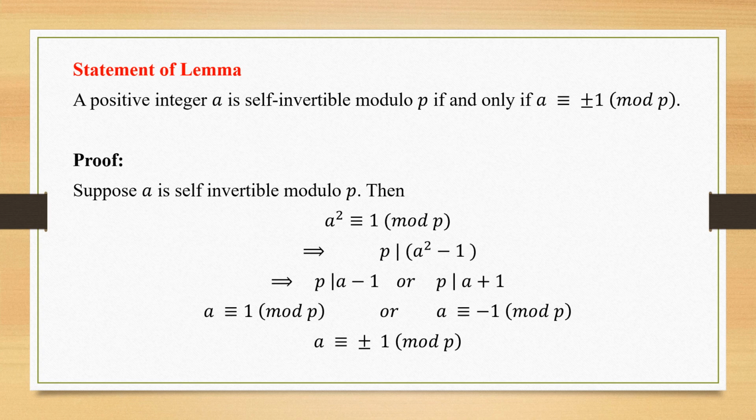That is, I had taken a positive integer a which is self-invertible modulo p, and then I proved that a is congruent to plus or minus 1 mod p. Now, what will I do in the second case? Now I will take up the second one, that is the latter part. Let me assume a is congruent to plus or minus 1 mod p, and then I will try to prove that the positive integer a is self-invertible modulo p. This is what is going to be my next slide.